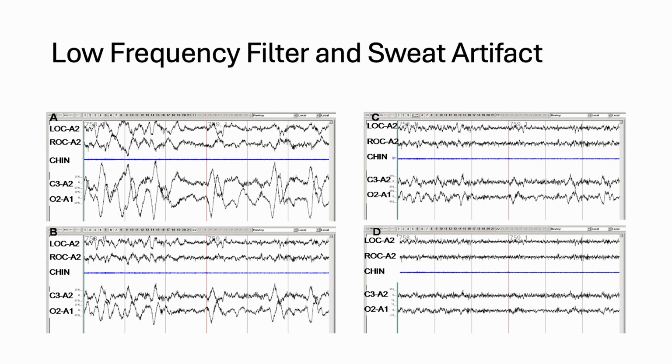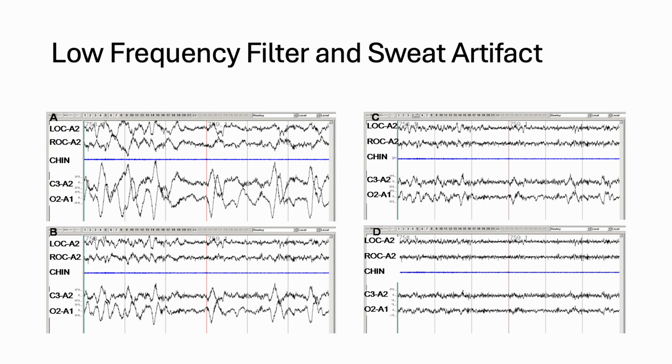Here's an example. So we're looking at 4 of the same epoch. We have A, B, C, and D. I don't have the specific filters that were set, but I can give you a decent estimate. Figure A appears to be the native signal with just the regular 0.3 hertz low frequency filter. It might not have any filter on it at all. But there are a lot of bigger waves that are artifactual from sweat.